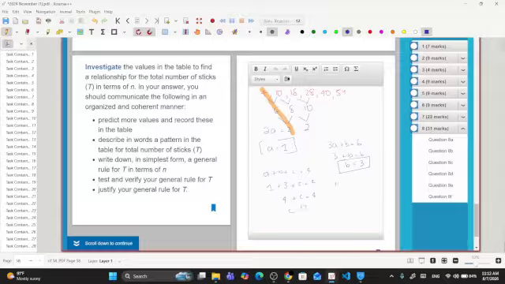So we have the equation n square plus 3n. We can test it and we can verify our general rule for t as well. So we substitute the value of n equals to 2. So we get 2 square plus 3 times 2. We get 4 plus 6 which equals to 10. And let's verify it for the value of n equals to 4. 4 square plus 3 times 4. 16 plus 12 which becomes 28.